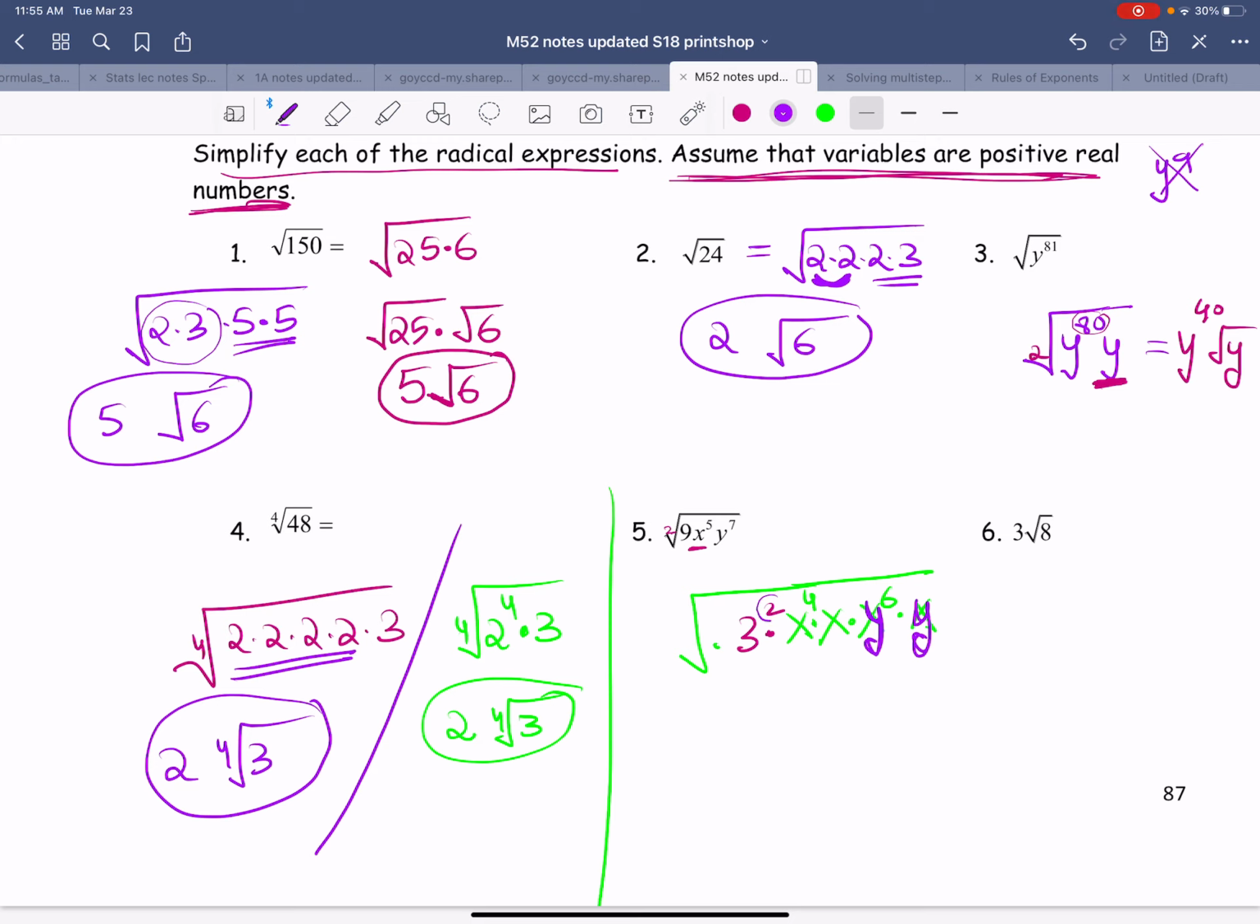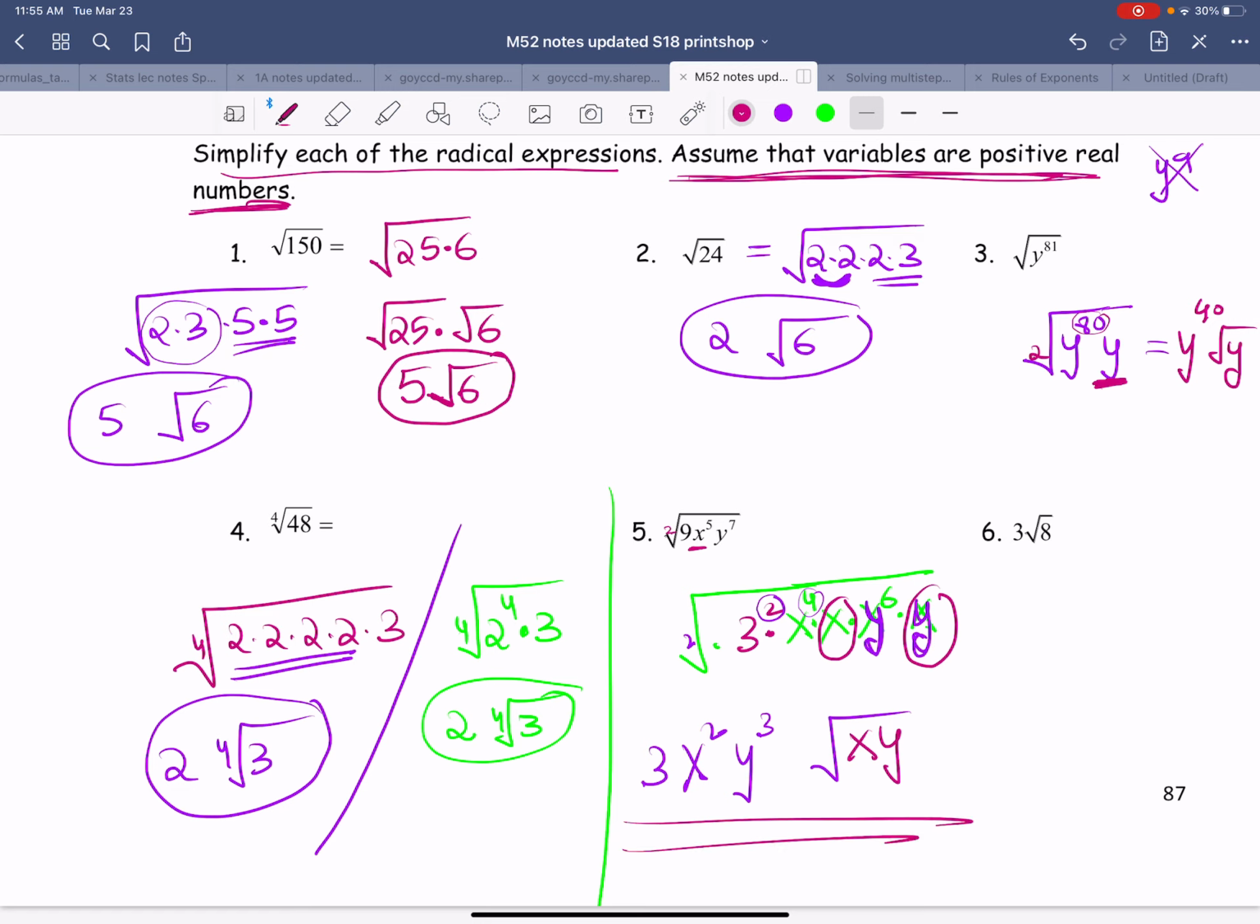So dividing the exponent and the index, 3 to the 1st power comes out. Dividing the exponent and the index, x to the 2nd power comes out. Y to the 6th divided by 2 is 3. Y to the 3rd power comes out. And inside the square root, we are left with this x and this y. This x and y did not have buddies to come out, because remember, you have to have 2 of them inside to be able to bring 1 out. So that's what we're left with now. That's a simplified form of this radical.